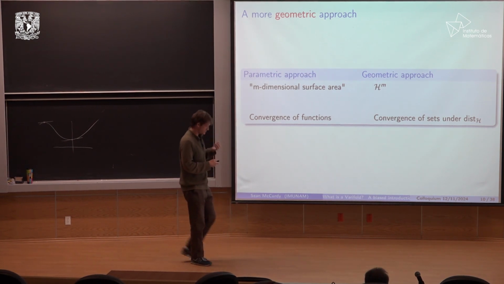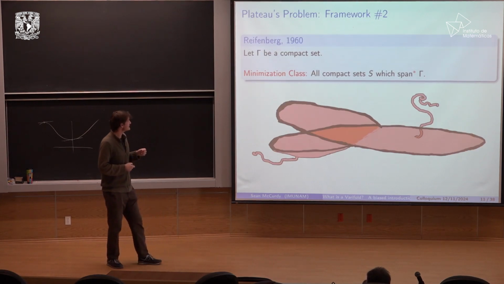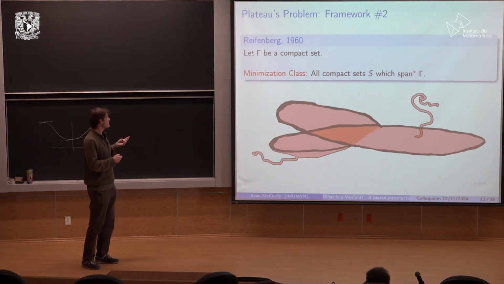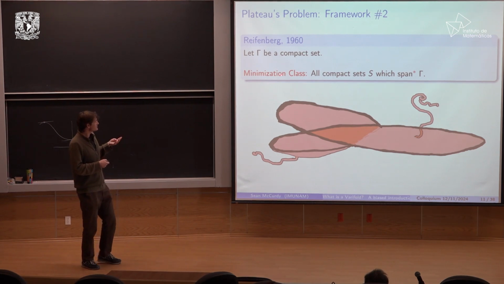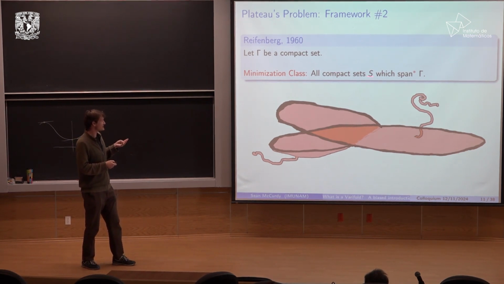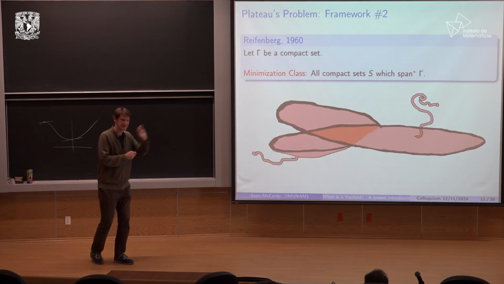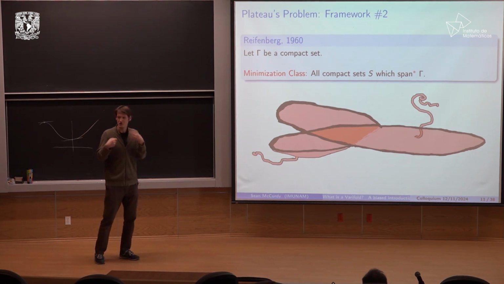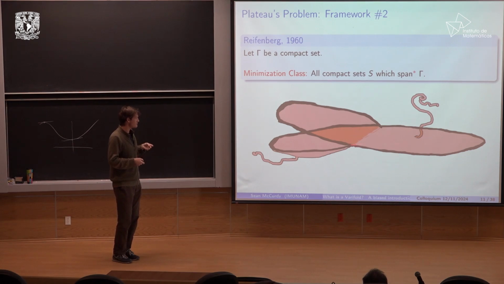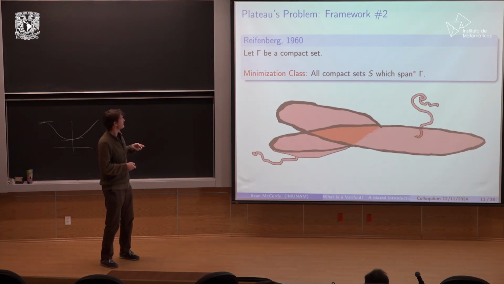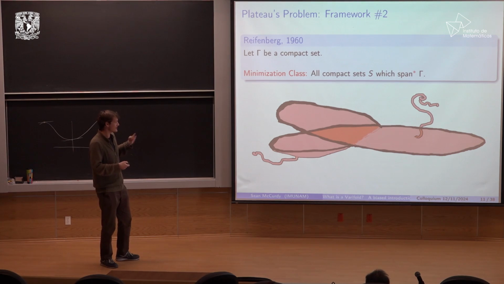And so this is the approach taken in 1960 by Reifenberg, and his framework for Plateau's problem says, okay, well, instead of a curve, maybe let's just let gamma be a compact set, maybe represented here by the black, right? And the class that I'm going to minimize within, well, maybe that's going to be all compact sets which span this boundary. And there's a little asterisk here, and I'll talk a little bit about why that's there, but at least for now, at minimum, the notion of spanning should be that the set S, maybe here in pink, should at least include the set gamma as the boundary.